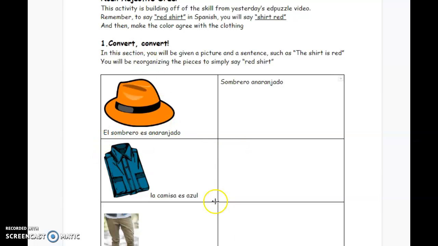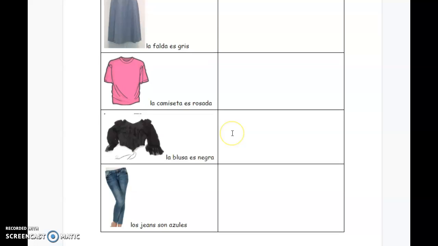Okay, so la camisa es azul. That says the shirt is blue. So we're going to simplify that just to say shirt blue, blue shirt. Camisa azul. Okay, so on to the second section.